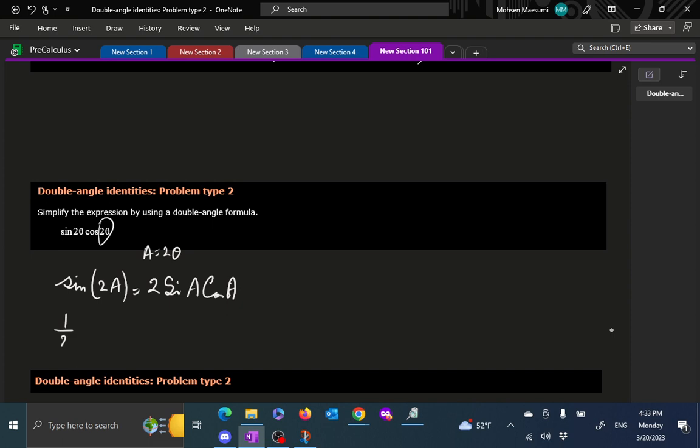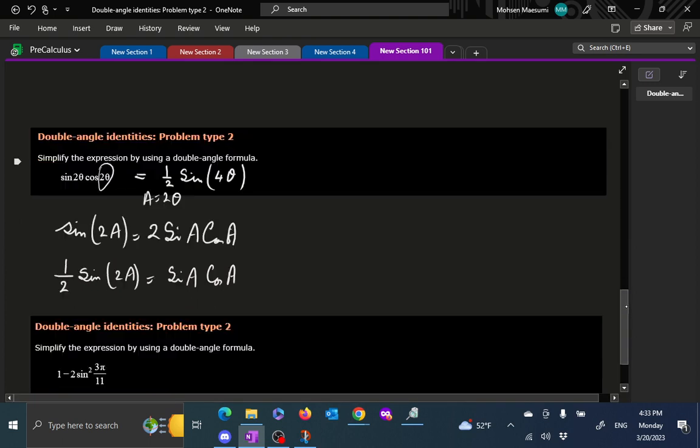If you wish, you can write your identity like this: 1/2 of sine of 2A is sine of A cosine of A. So if you don't have a 2 here, then you have to compensate on that side by dividing by 2 as well. So all told, sine 2 theta cosine 2 theta becomes 1/2 of what now? You want to pause here, make sure you followed, and then come back. Sine of twice this angle, 4 theta. So that's slightly tricky.